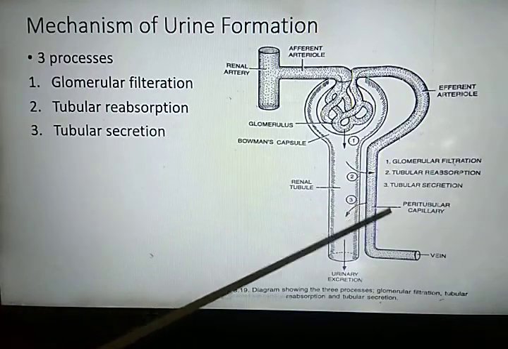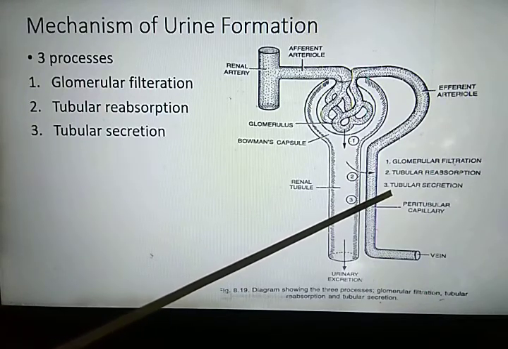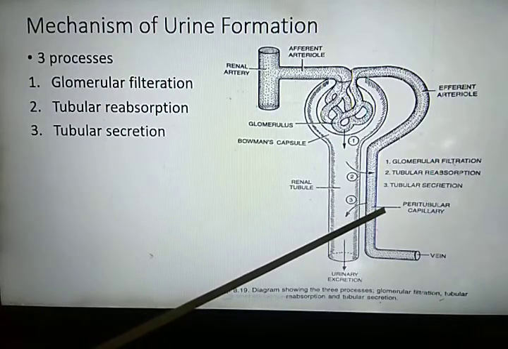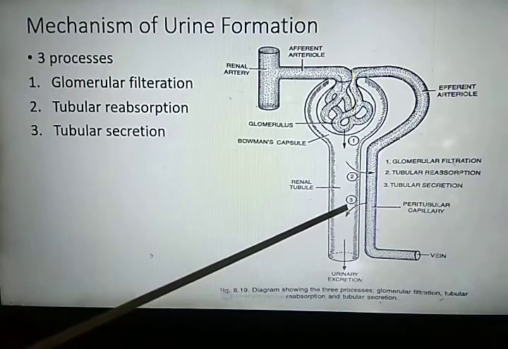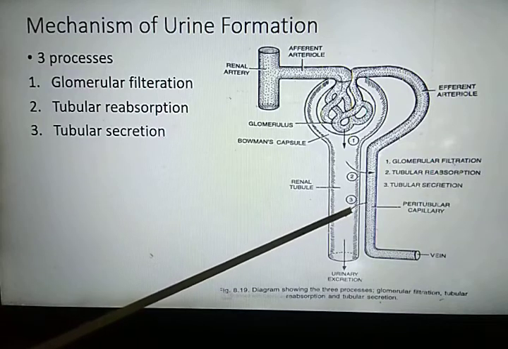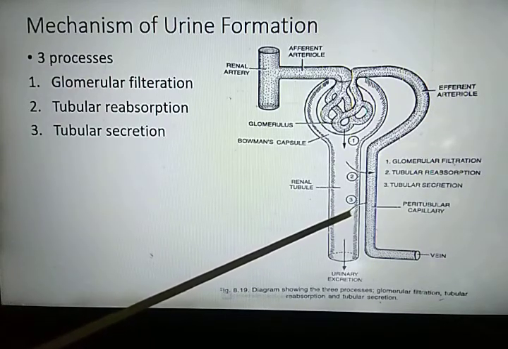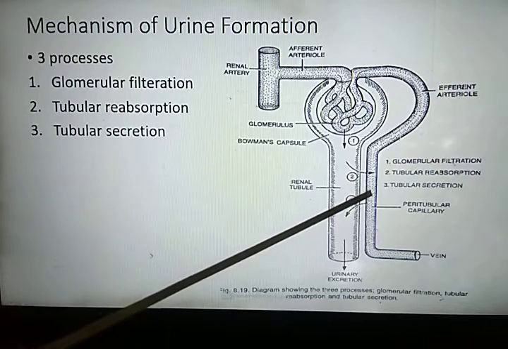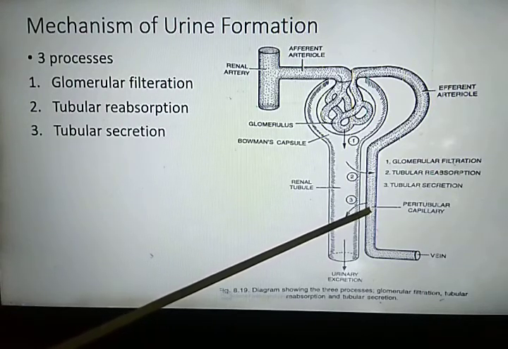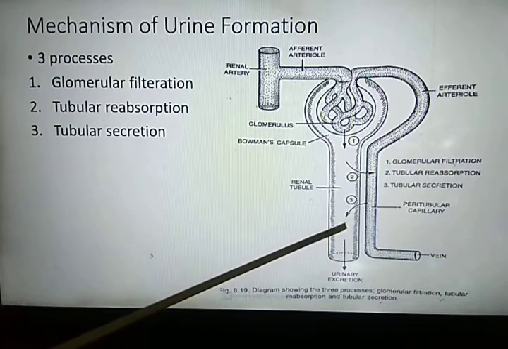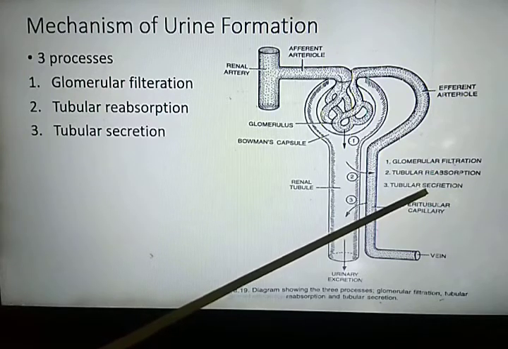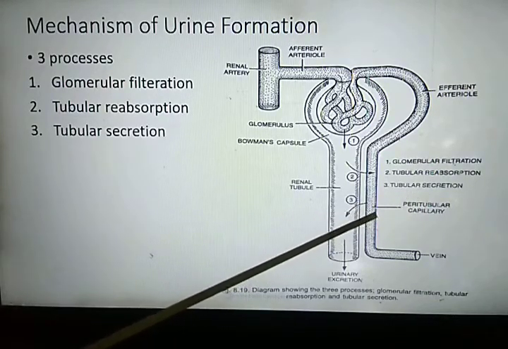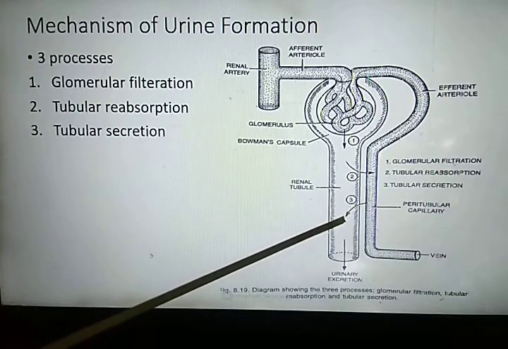Okay, the second is tubular secretion. During tubular secretion, what will happen? The substances from the blood present in the peritubular capillaries pass into the filtrate through tubular cells. It means the movement of substances will also be through the tubular cells. So when the substances move from the peritubular capillaries into the filtrate through tubular cells, that process is known as tubular secretion. And during tubular secretion, the arrows will always point inwards.